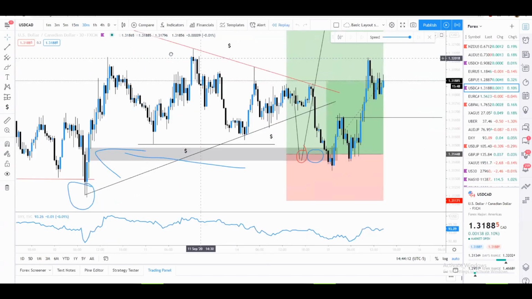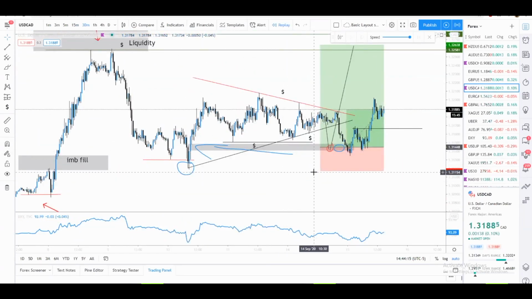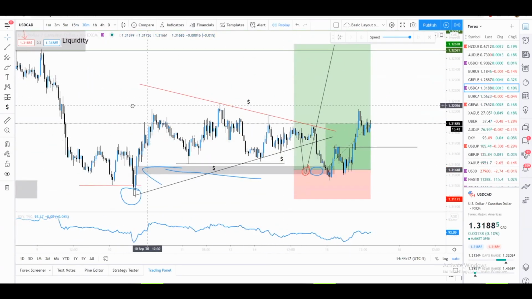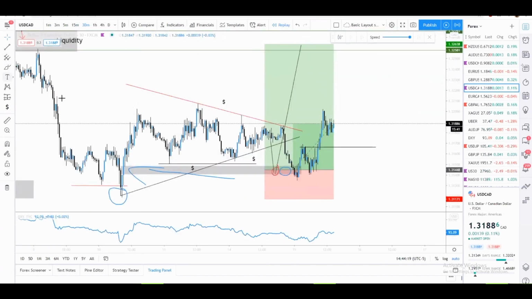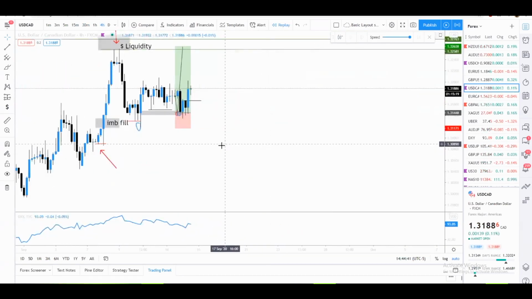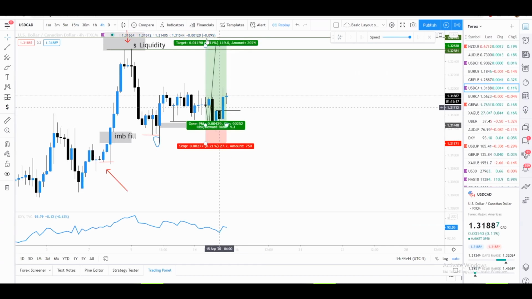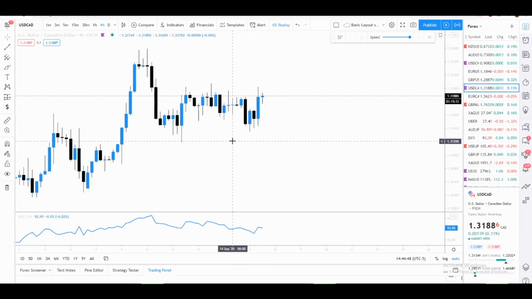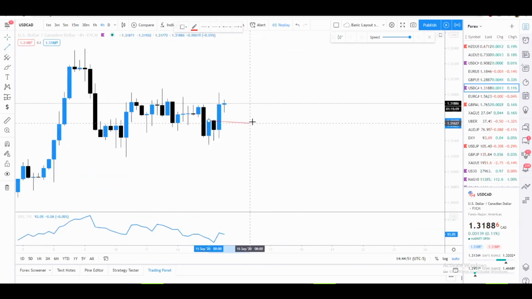And so this is where we are now, right? So you can see how both sides of liquidity are swept. This liquidity is gone, this liquidity is gone, and this liquidity is gone. The direction is captured. Now it's all about managing it. So this is what we have so far. So right now we have imbalance.